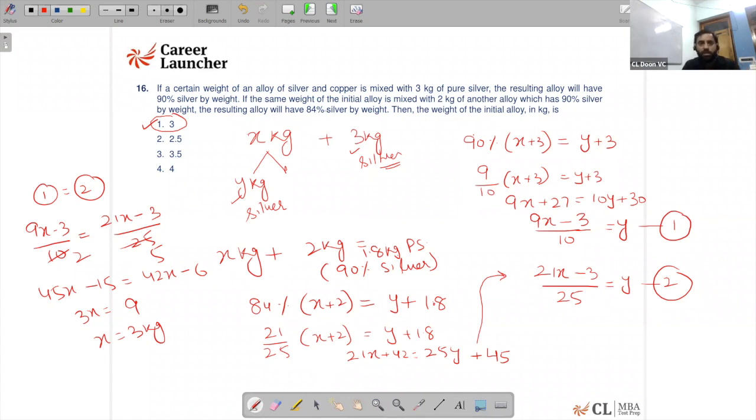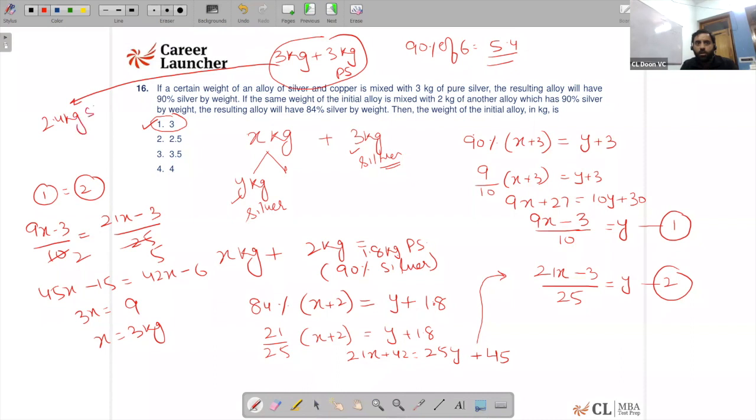So if I take that value as 3 kg, I know if I'm mixing that 3 kg of the alloy with 3 kg of pure silver, in total the weight is going to be 6 kg. And in the question they have mentioned that it has got 90% silver. So I know 90% of 6 is going to be 5.4. So the total weight of silver is going to be 5.4. I know it's going to be pure silver, which is 3 kg. So therefore, this alloy will have 2.4 kg of silver, and the rest is going to be copper.